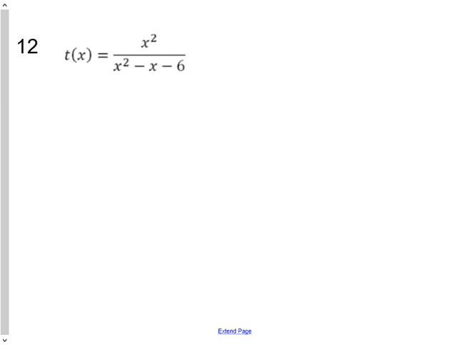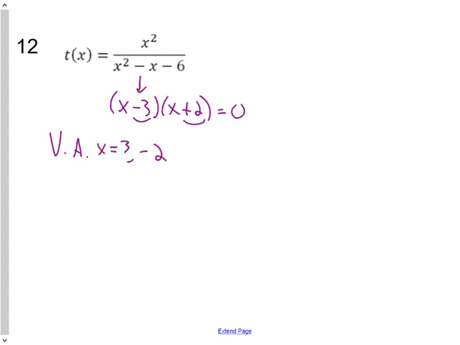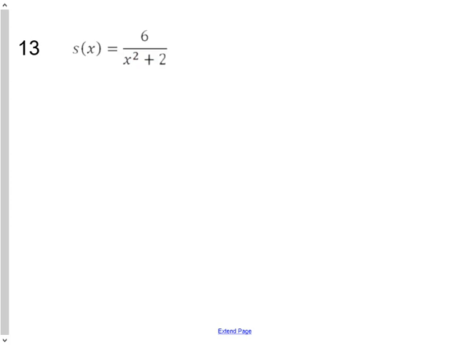Next, x squared over x squared minus x minus 6. Again, set denominator equal to 0 by factoring. I get x minus 3, x plus 2. Set that equal to 0, and I get vertical asymptote is the opposite of minus 3, which is plus 3. Opposite of plus 2 is minus 2. There are my two asymptotes. My horizontal asymptote is x squared over x squared, which simplifies to equal 1, so y equals 1. I will only write the holes in there when it is applicable to that problem, by the way.